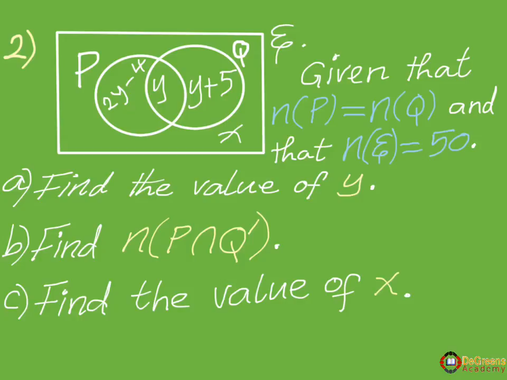So looking at that diagram carefully, you are given that the cardinal number of P is equal to the cardinal number of Q. Cardinal number of P simply means the sum of those entries within the circle of P. We add the entries because we are told that those entries are the cardinal numbers indicated.